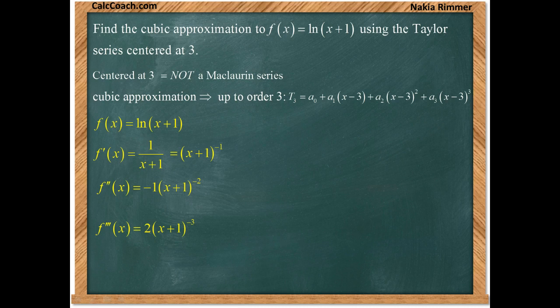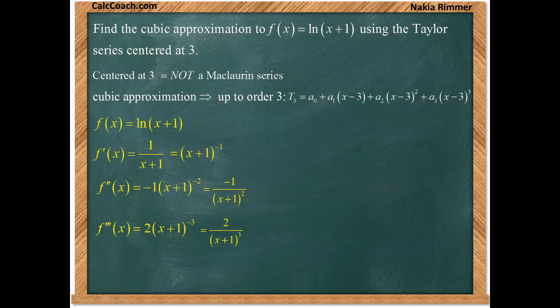But when it comes time to evaluate these, they'd be better off if they were back in fraction form. So that second derivative is minus 1 over the quantity x plus 1 squared. That third derivative is 2 over the quantity x plus 1 cubed. And we have to evaluate these at 3.